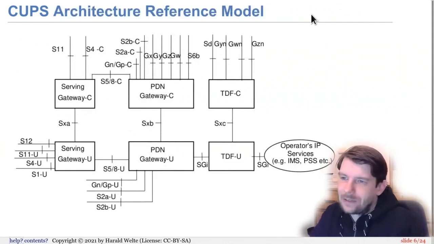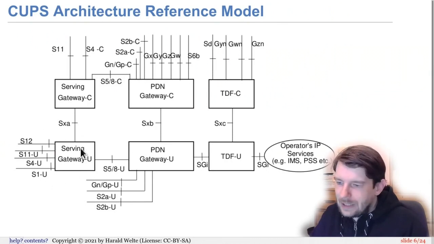It defines the following architecture reference model. This is the diagram right off the spec that I just mentioned. So we have the serving gateway. This used to be one block here, basically, the control and user plane, and this is separated now with a new interface, the SXA interface between those two. And also the packet gateway gets split, where we have the control plane here and the user plane there.